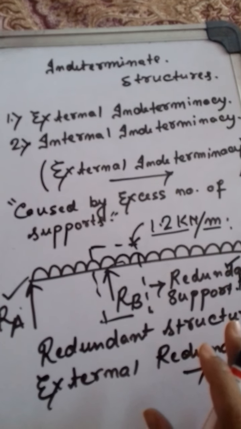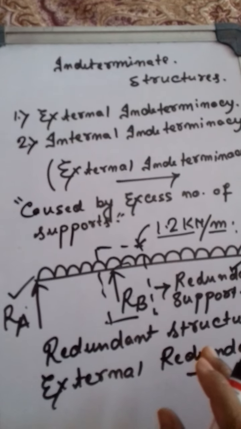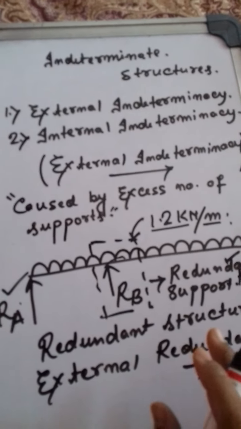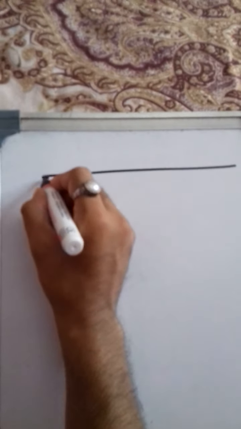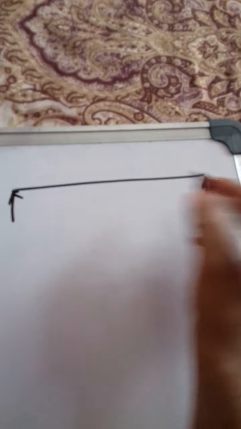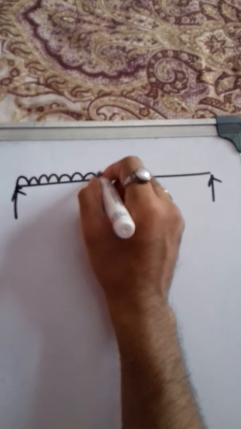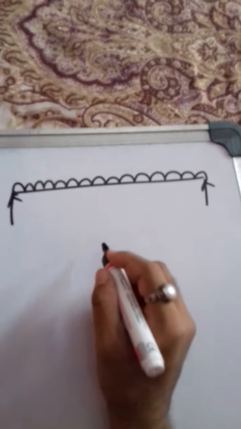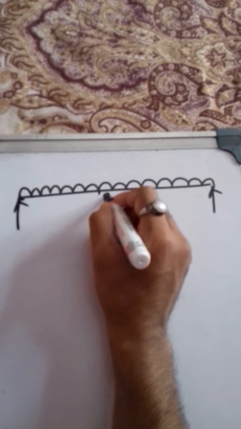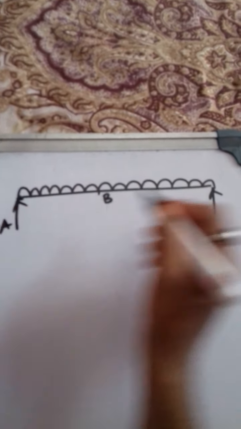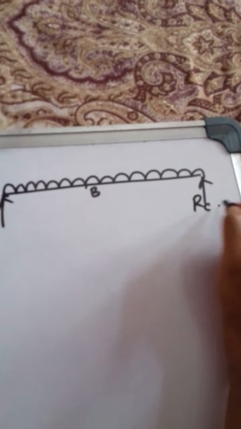Clear? Now let us see a case study. Now what is a case study? I will just show you. Suppose this was your beam which was having a certain UDL. This was the beam and the magnitude, and we had provided a support at point B. Suppose this is A, this is C, this is B.